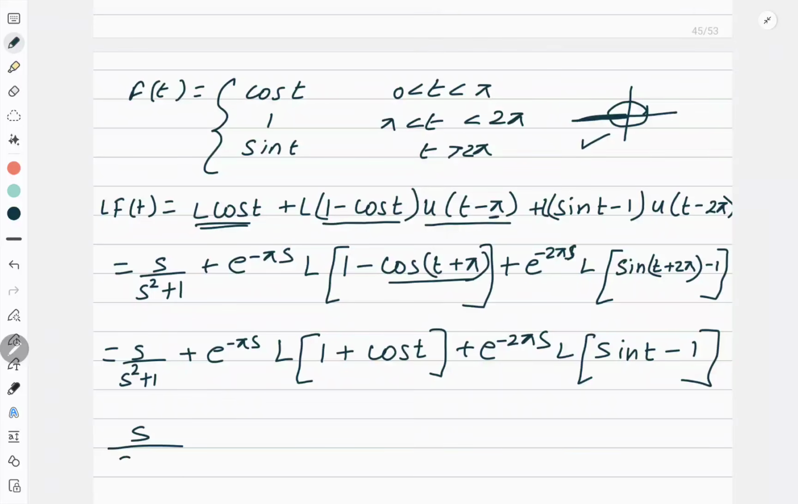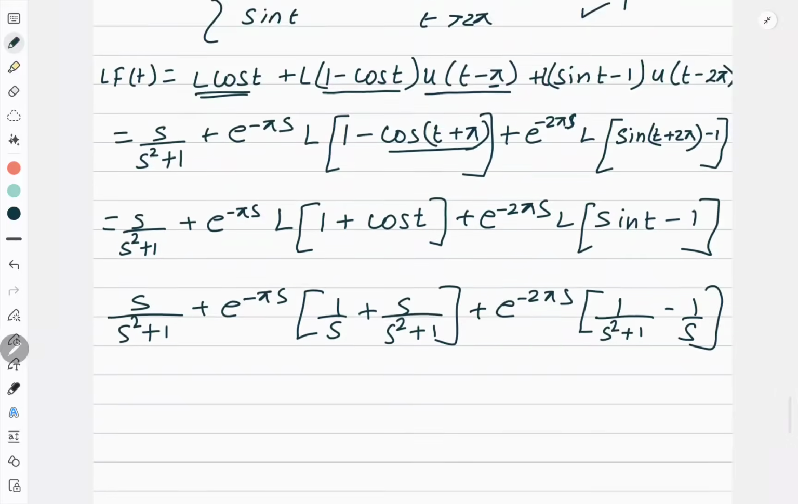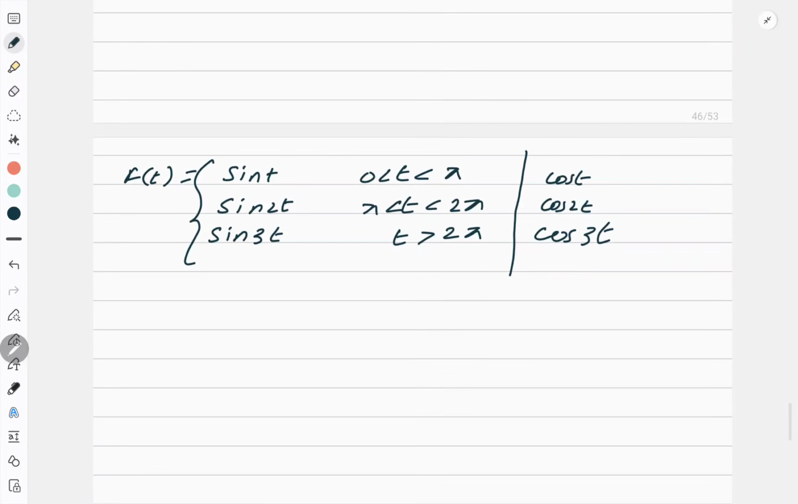So what is the answer? s upon s square plus 1 plus e to the power minus pi s, then 1 by s plus s upon s square plus 1, plus e to the power minus 2 pi s, and this becomes 1 upon s square plus 1 minus 1 by s. So this is the answer. Very simple. Now let's move to this question.